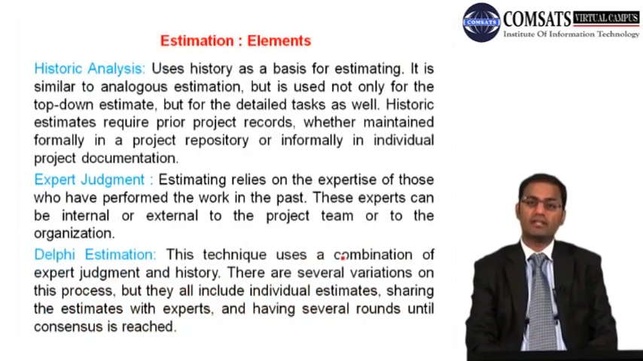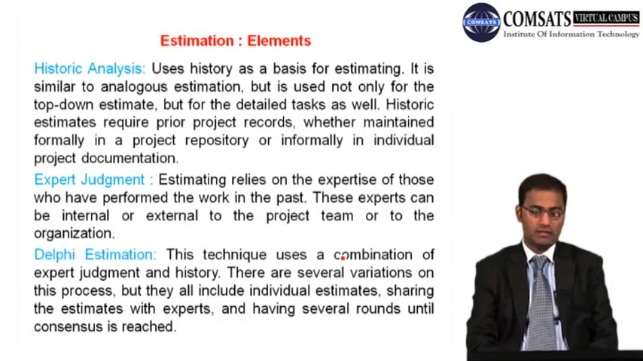And then we have historic analysis. This uses history as a basis for estimating. It is similar to analogous estimation, but is used not only for the top-down estimate but for the detailed tasks as well. Historic estimates require prior project records, whether maintained formally in a project repository or informally in individual project documentation. And then expert judgment. Estimating relies on the expertise of those who have performed the work in the past, and these experts can be internal or external to the project team or to the organization.